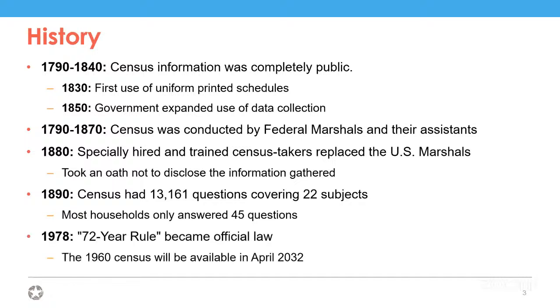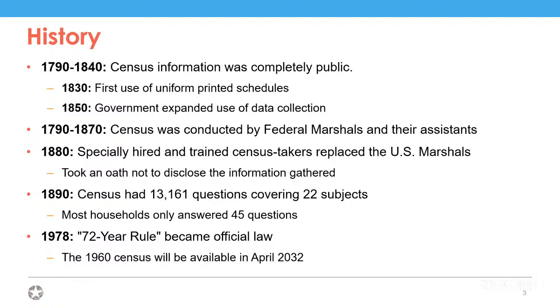And then finally, the big one, 1978 is when the 72-year rule became official law. If you aren't aware, all of our censuses are basically unavailable until 72 years after the census was recorded.